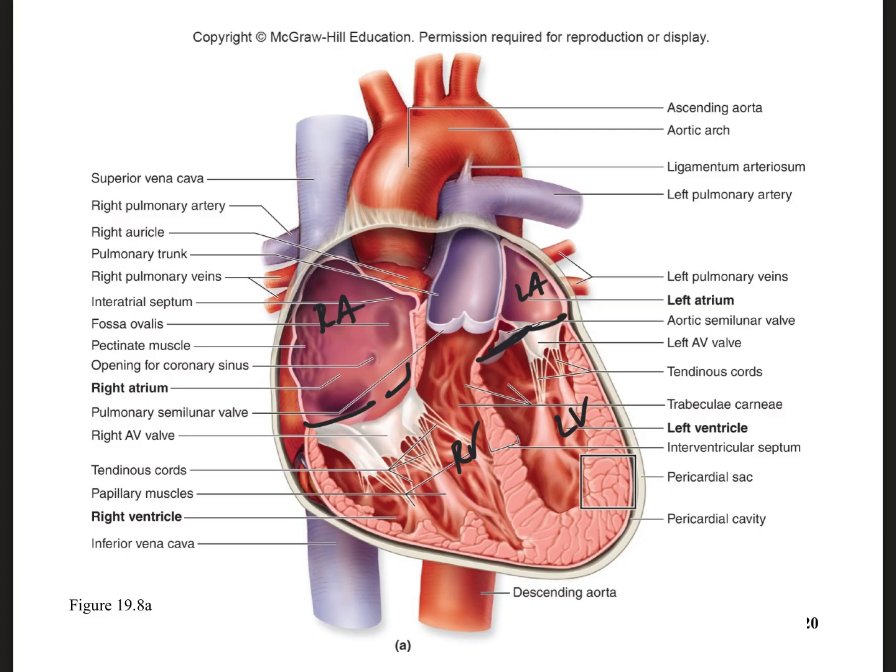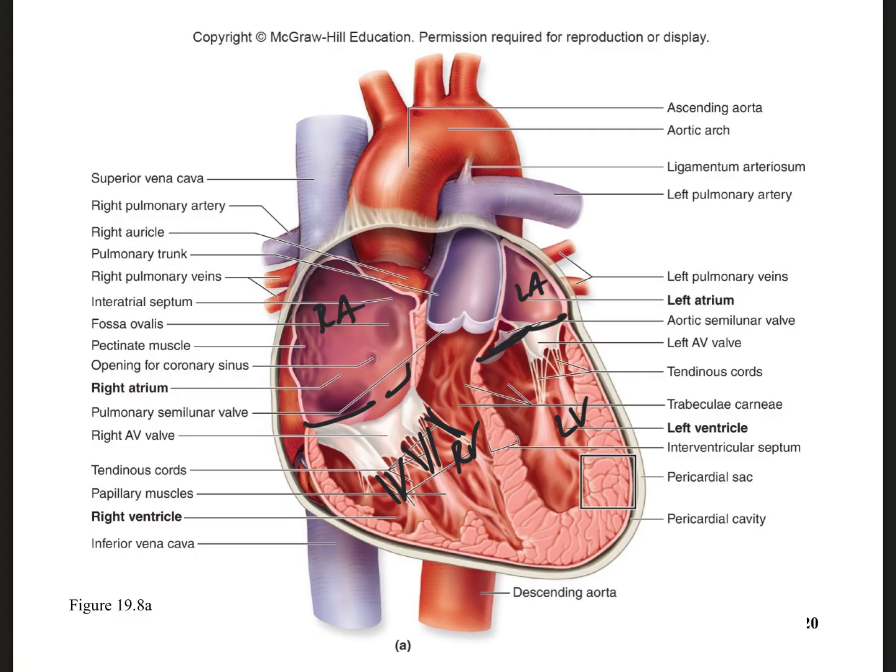The structures of the valves have these anchor points we call chordinae tendineae, that attach to muscles inside the wall of the ventricles called papillary muscles. Those papillary muscles anchor those chordinae tendineae, and as the pressure builds up inside the ventricles, prevent the valve from flapping open and pushing blood into the atria. Okay? So you have the chordinae tendineae and the papillary muscles that allow that to happen. Chordinae tendineae and tendinous cords are the same thing.